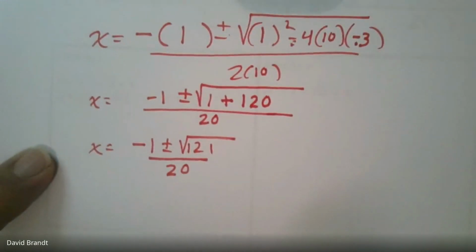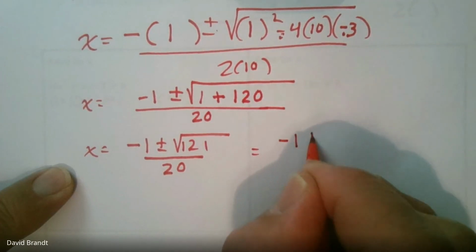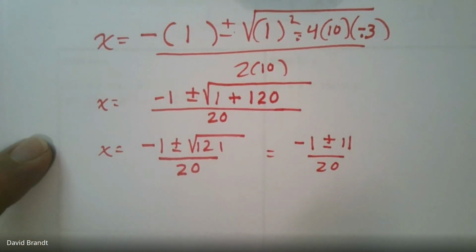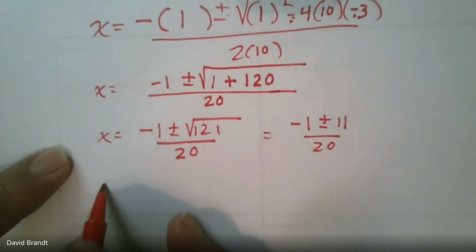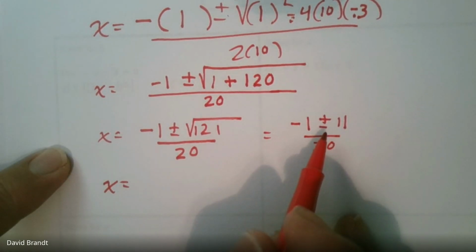All right, what is the square root of 121? You should know that that is 11. Now, this plus or minus looks confusing. What does that plus or minus mean? It means that both plus 11 and minus 11 need to be done.